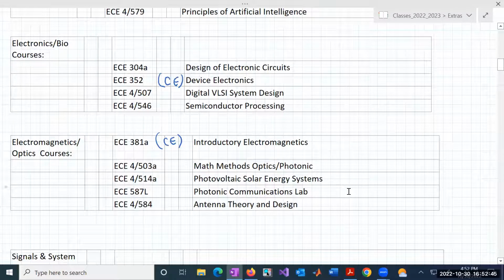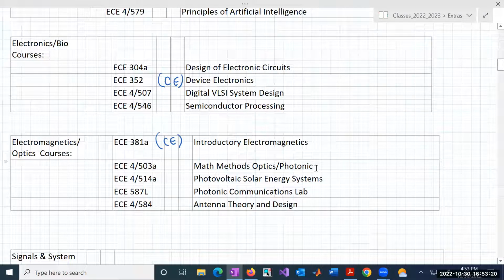In the electromagnetics and optics course area, there's introductory electromagnetics. Again, this is a required course in the EE option, but for those computer engineering students, they can now take this as a technical elective if you want to better understand wave propagation. How do these wireless devices physically work? Now you can use your Calculus 3, your vector calculus to better understand electromagnetics and wave propagation.